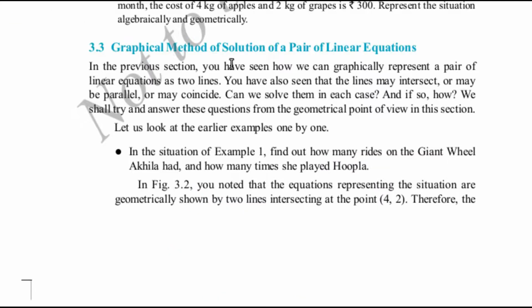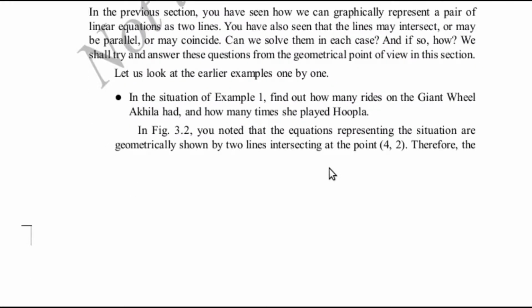Graphical method of solution of a pair of linear equations. As we discussed in the previous lecture, there are three possibilities. The first possibility is two lines will intersect at one point. The second possibility is two lines go parallelly. And the third possibility is two lines may coincide with each other, meaning two lines may overlap each other.